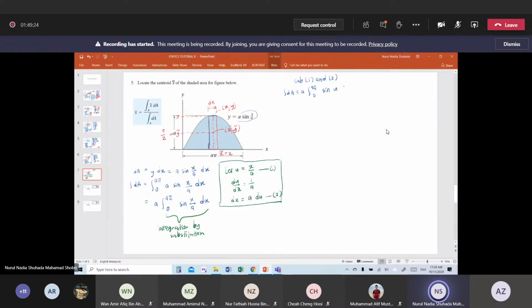And the dx is replaced with a du. If you guys rearrange this, it will become a squared sine u du. So now this is a normal sine that we can integrate. So integrate this, guys.